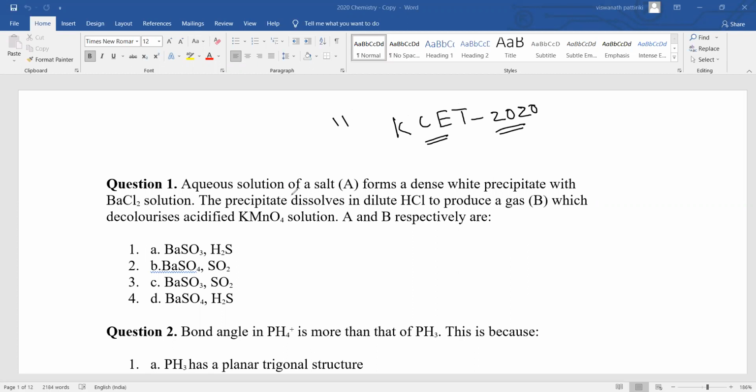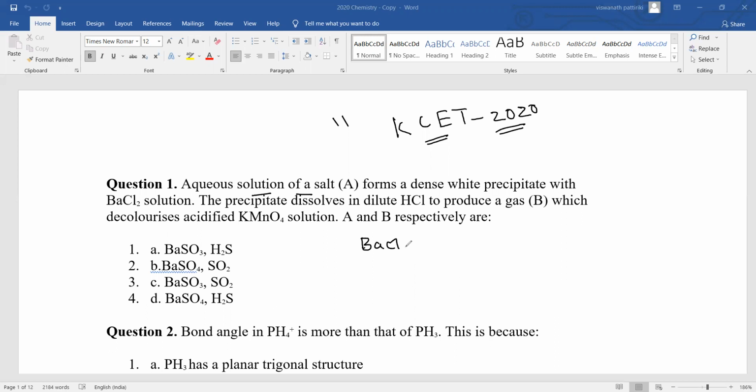The first question is: an aqueous solution of salt A forms a dense white precipitate with barium chloride solution. The precipitate dissolves in dilute HCl to produce a gas B, which decolorizes acidified KMnO4 solution. What is A and B? Okay, see here, an aqueous solution of salt A. Okay, so let's take this one.